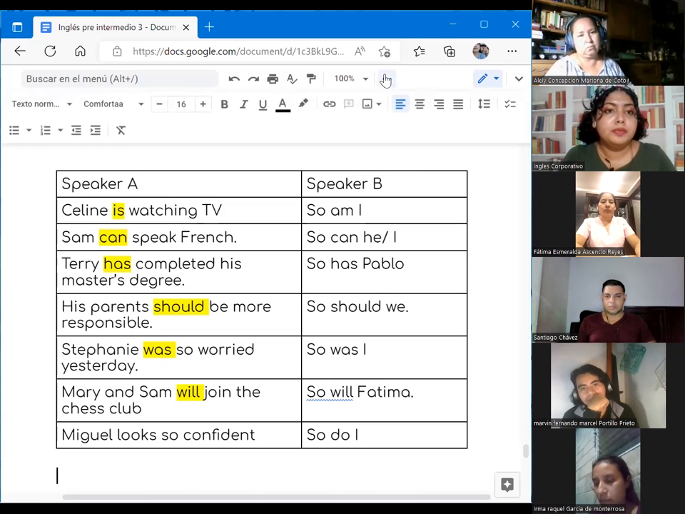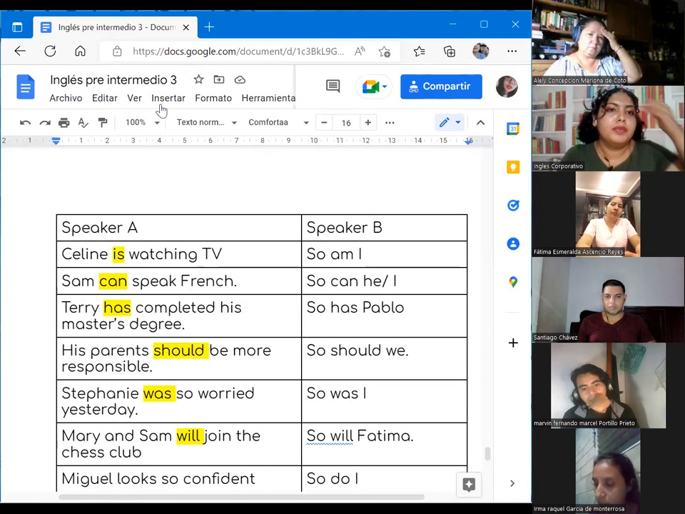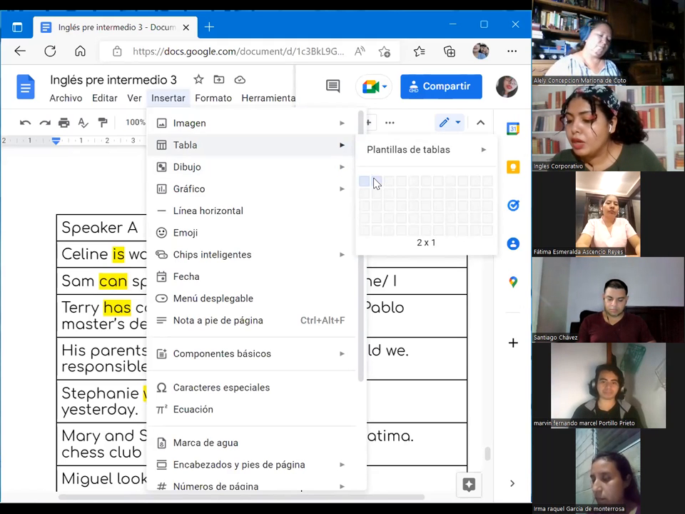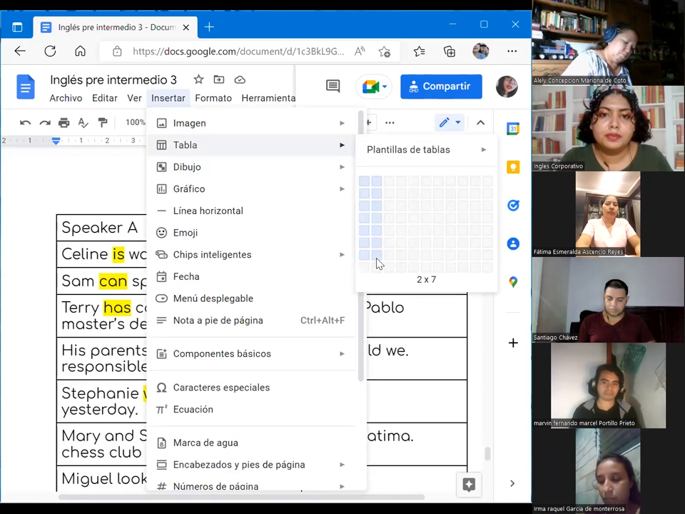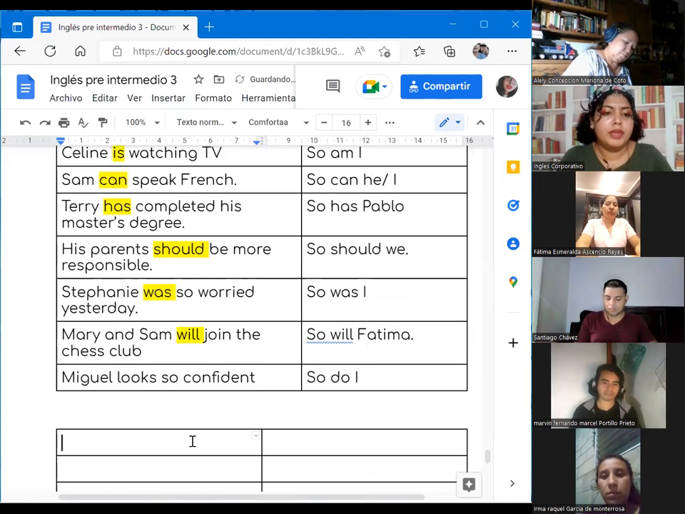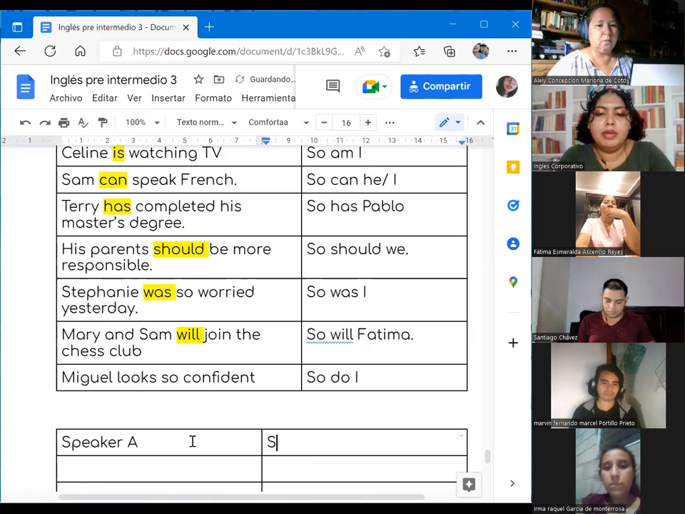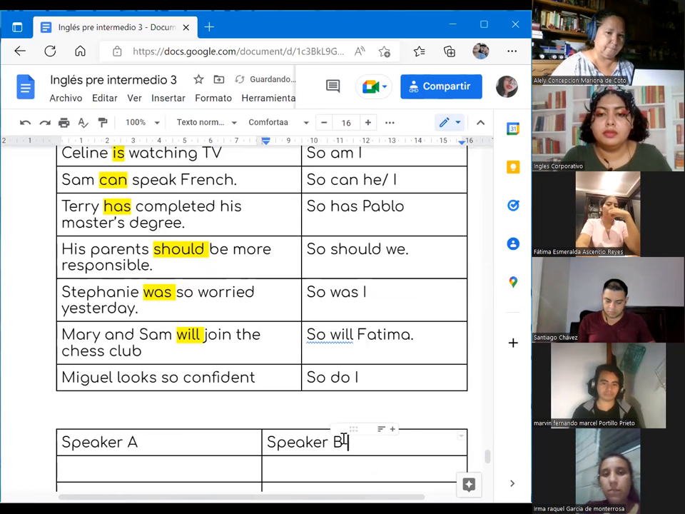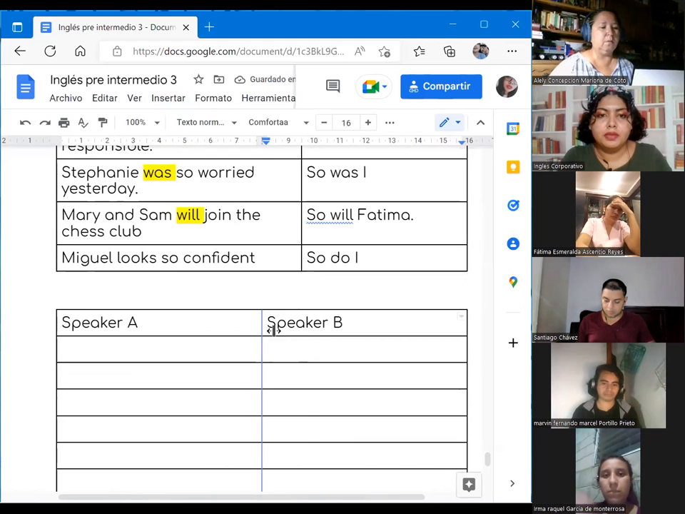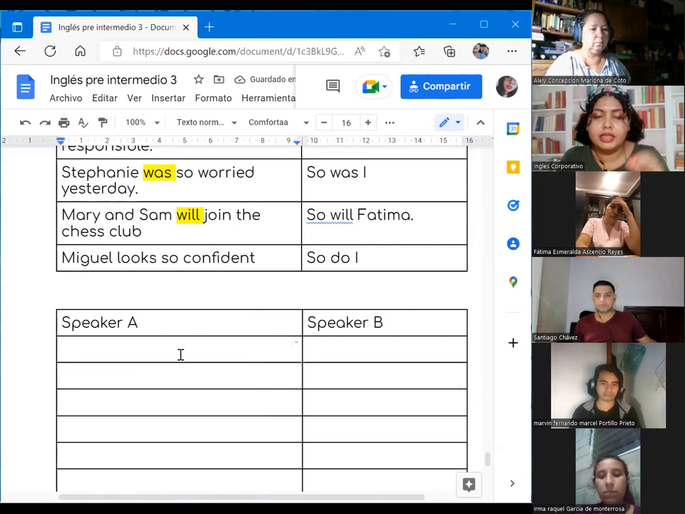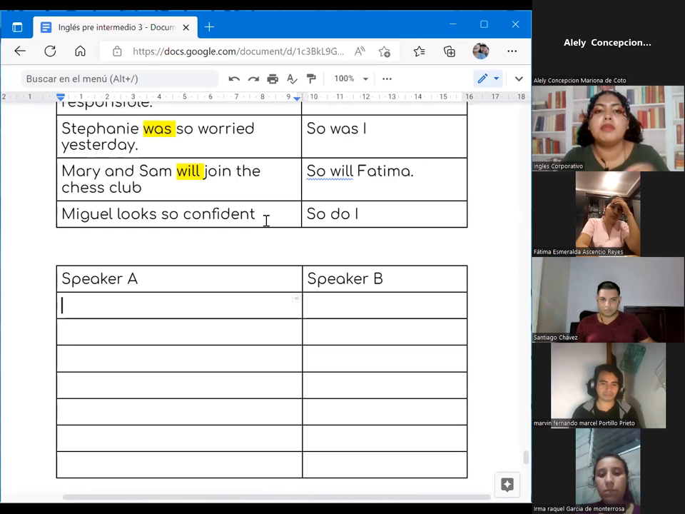So we are going to have a table, again, because it is easier to have this information. So we are going to have a table with the speakers A and the speakers B. And for this one, we have 2, 4, 6, and 7 also. And I need 8. So speaker A and speaker B. So let's see. This is for short answers. We are going to have the same sentences as in the first table. Vamos a tener las mismas oraciones.